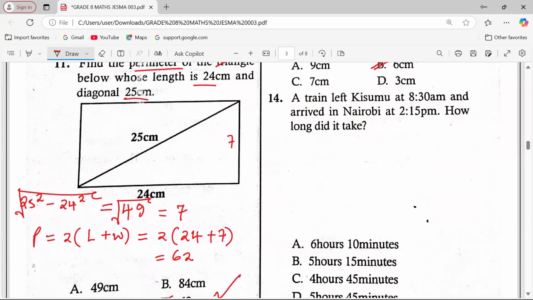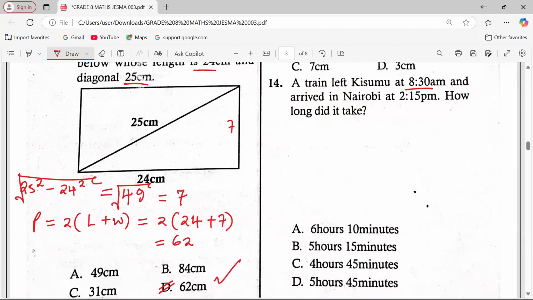Number 14. A train left Kisumu at 8:30 a.m. and arrived in Nairobi at 2:15 p.m. How long did it take? It's good for you to convert this time to the 24-hour clock system, whereby the arrival time is going to be, instead of 2:15, now we make it 14:15 hours. Then the other one is 08:30. Then now we subtract arrival time and the departure time from Kisumu. The arrival is for Nairobi, the departure is from Kisumu.